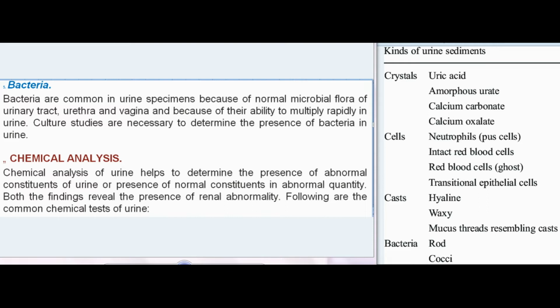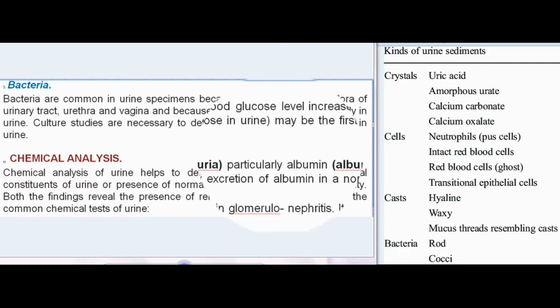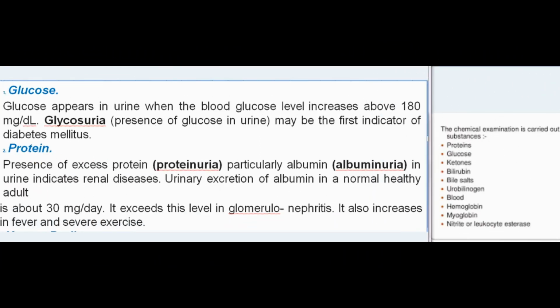Chemical analysis: chemical analysis of urine helps to determine the presence of abnormal constituents of urine or presence of normal constituents in abnormal quantity. Both findings reveal the presence of renal abnormality. Following are the common chemical tests of urine. Glucose: glucose appears in urine when the blood glucose level increases above 180 mg/dl. Glycosuria, presence of glucose in urine, may be the first indicator of diabetes mellitus.